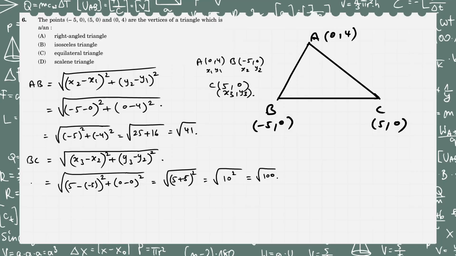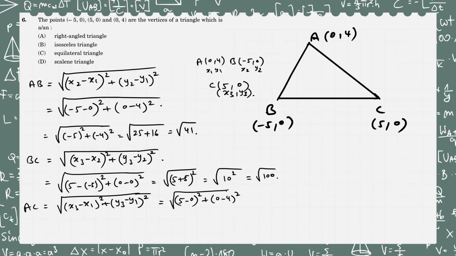Okay, and then let us do AC's length. AC's length is x3 minus x1 whole square plus y3 minus y1 whole square, which is equal to root of 5 minus 0 whole square plus 0 minus 4 whole square, which is again root of 25 plus 16, which is equal to root of 41. Okay, so these are the lengths of the sides we have obtained.